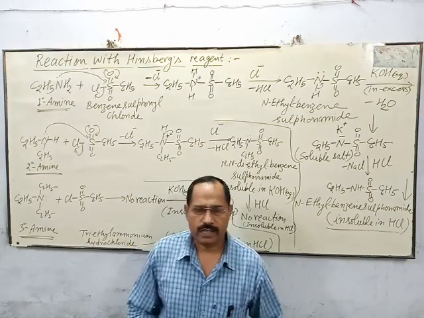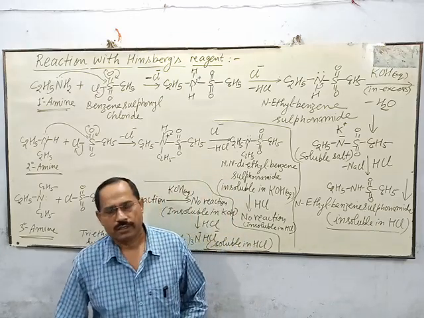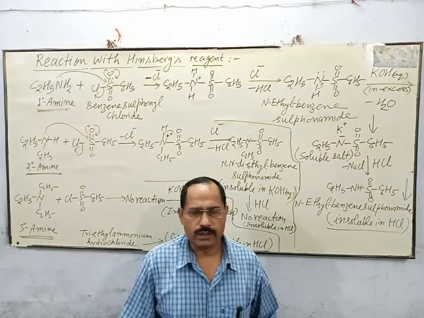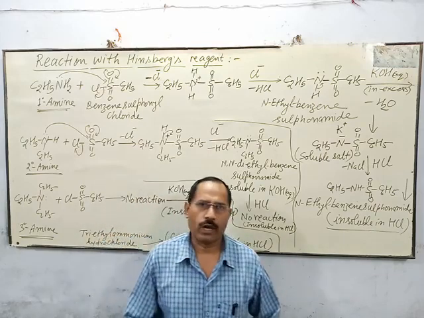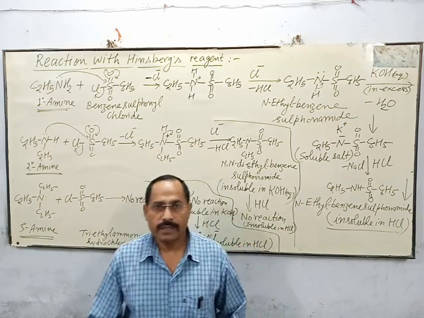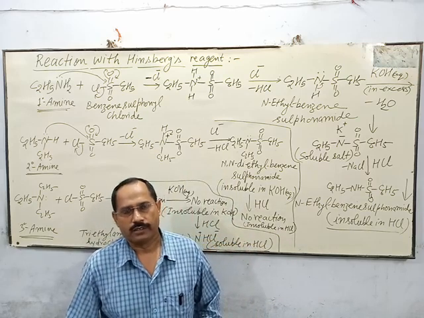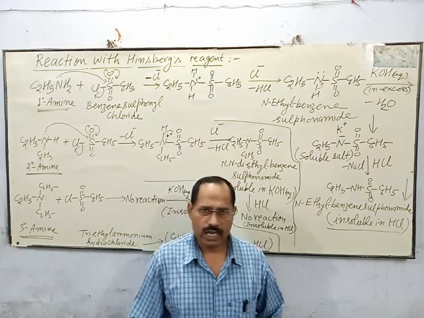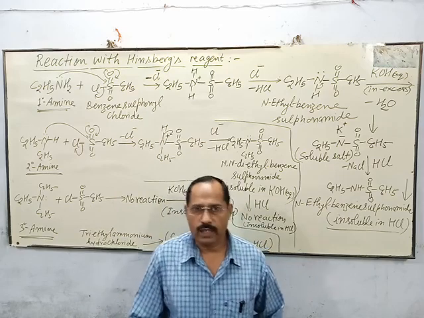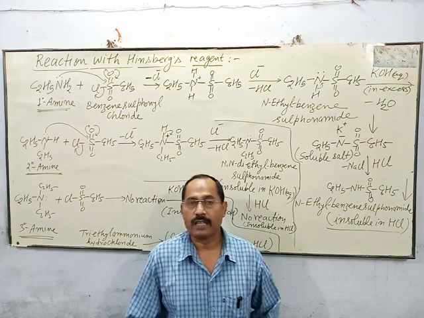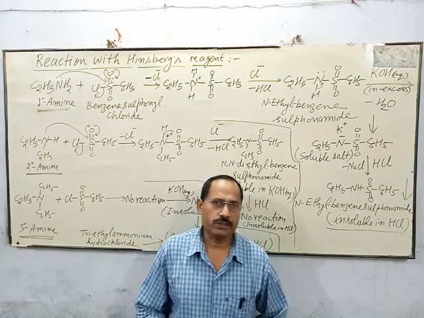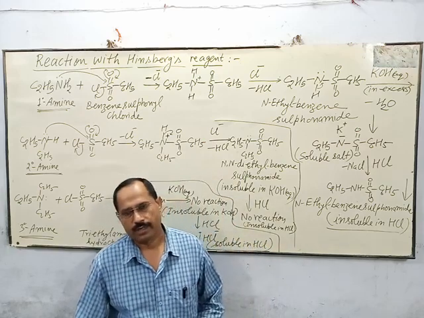Now the next reaction of amine is reaction with benzene sulfonyl chloride. Benzene sulfonyl chloride is known as Hinsberg's reagent. C6H5SO2Cl is known as Hinsberg reagent and chemically it is called benzene sulfonyl chloride.